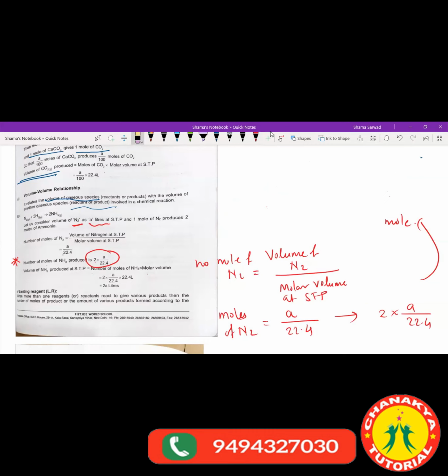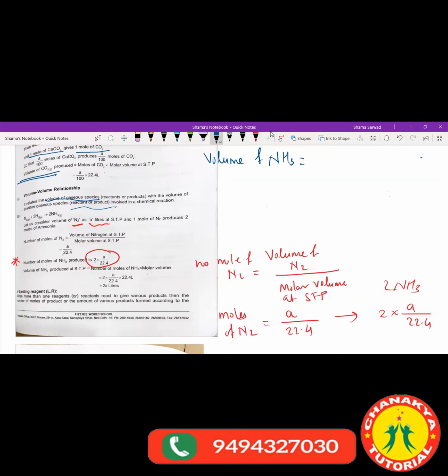Okay. So these are the calculations for two terms. The first term is for your N2, and this is for NH3, 2 moles of NH3. Clear? Now see, the number of moles of NH3 produced is 2 into A upon 22.4. Up to this you have understood. Now you're going to calculate the volume of NH3. Whatever number of moles is given, that needs to be multiplied with the molar volume. Correct? When the number of moles is multiplied by the molar volume, you will get the volume of NH3.